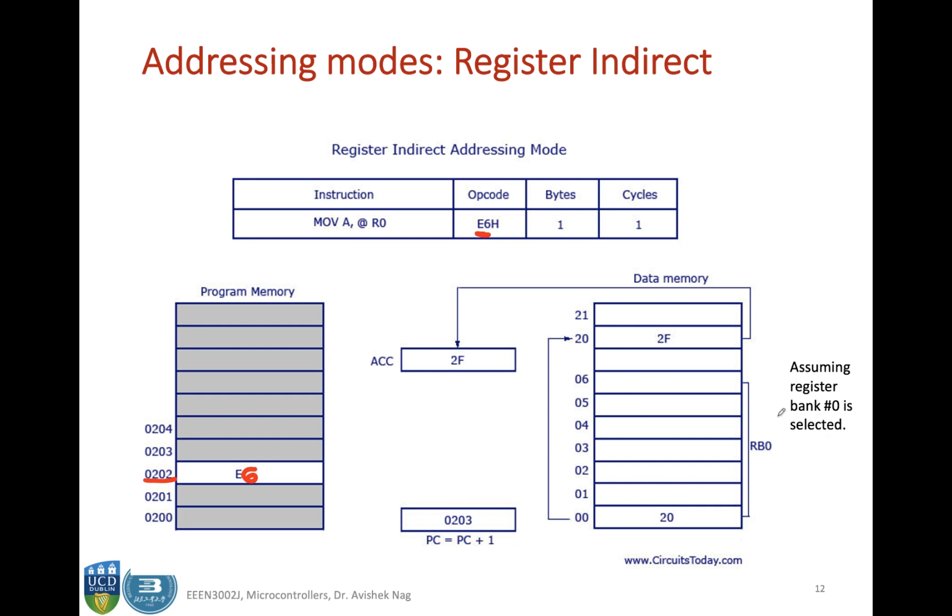So let's assume that register bank 0 is selected, and at your R0 of register bank 0 you have this number 20. So this is the memory location, okay. So at the 20 address location you have the data 2F, and this 2F is actually moving to your accumulator, and the program counter is incremented 1 step, okay.